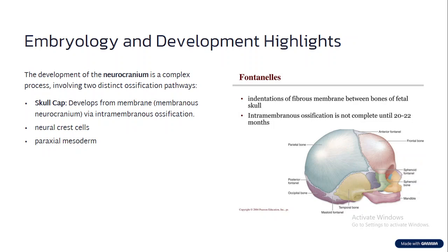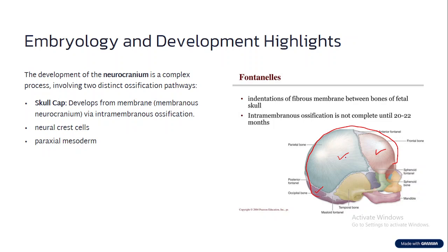Skull cap or calvaria, the upper portion of the skull. This skull cap contains the frontal bone, the parietal bones and the occipital bone. All these bones ossify by intramembranous ossification. So the skull cap is formed by intramembranous ossification.